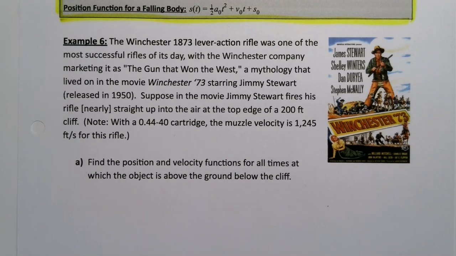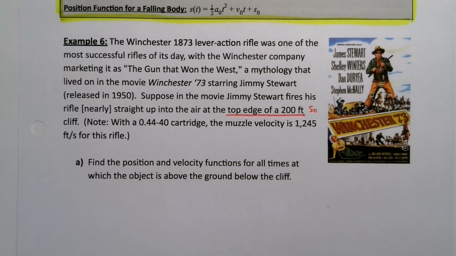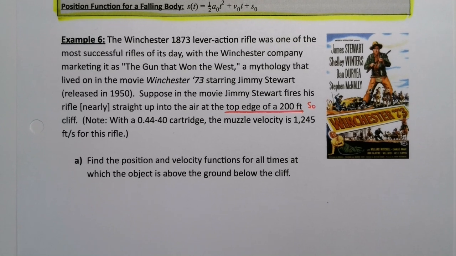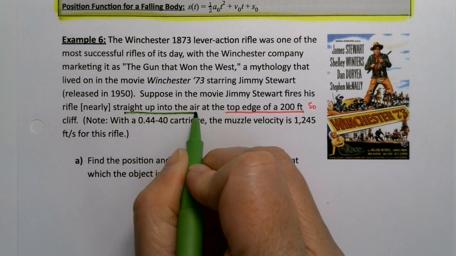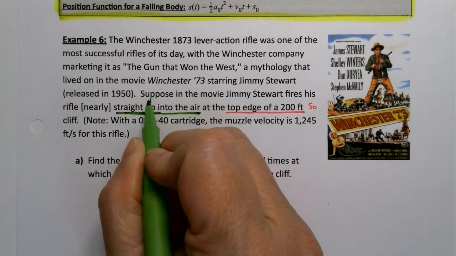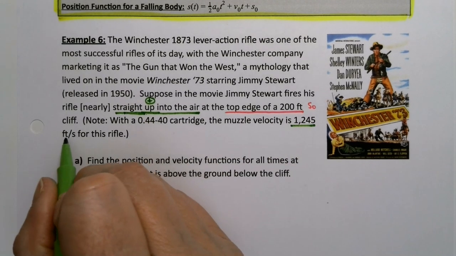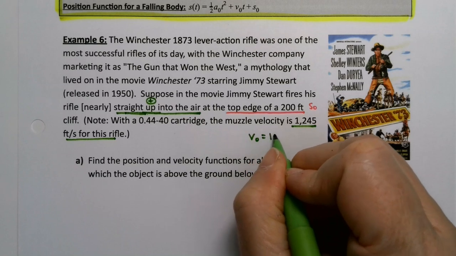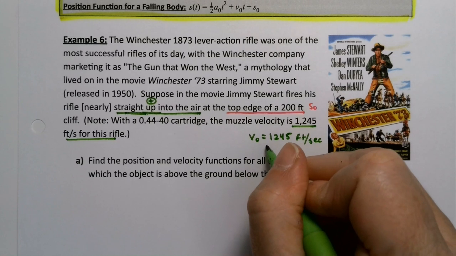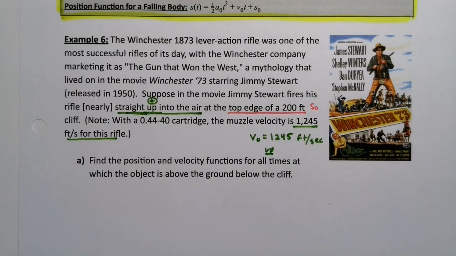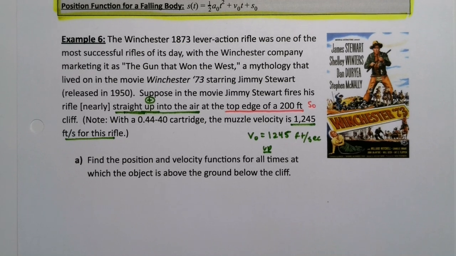Okay, a couple things. If you didn't notice, they're saying he's firing from the top edge of a 200-foot cliff. So there's your s0 right there, your initial position. Your initial velocity is a two-parter because you have to know that he's firing straight up into the air. Because he's firing up, that means that your initial velocity will be positive. So this is 1245 feet per second. Because it's going up, that's why it's positive. If it was firing down the cliff, like shooting downward, that would be negative 1245.